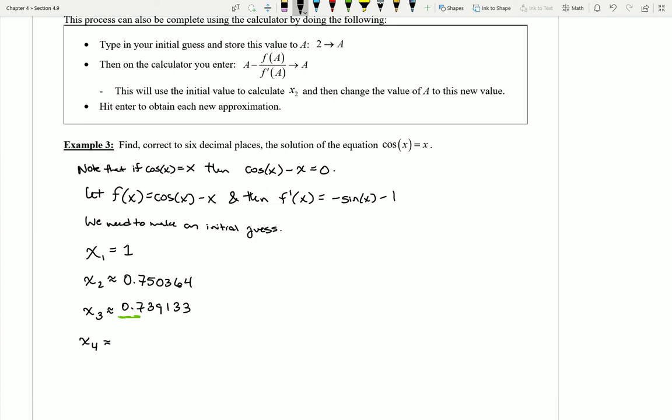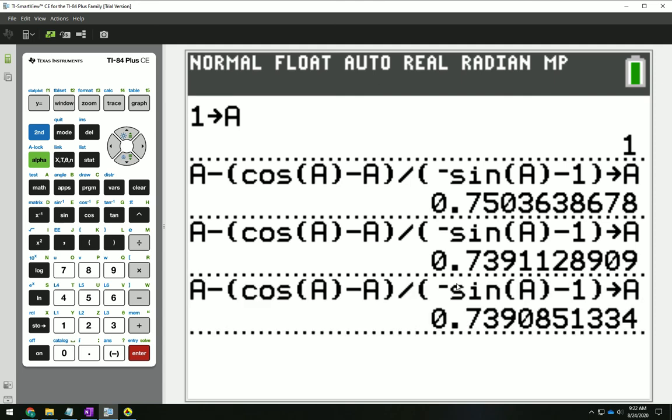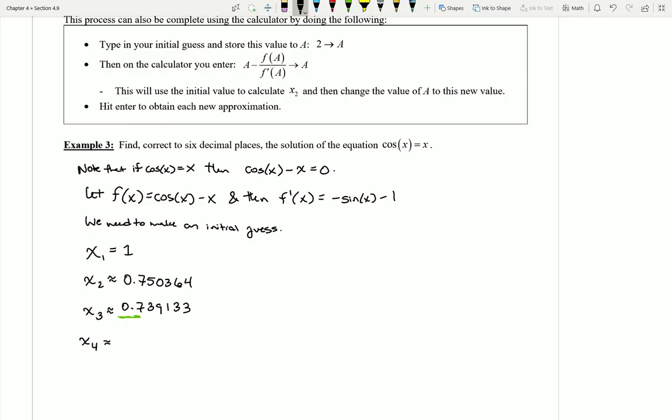So again, all I would do is I would go back to my calculator, I hit enter. The calculator is again going to rerun the previous line with my new value and spit out another value. Okay, so now I'm going to go ahead and write this value down. So this is going to be 0.739085. Oops, that's the wrong screen. So let's see, I'm going to do this value here. This is 0.739085.